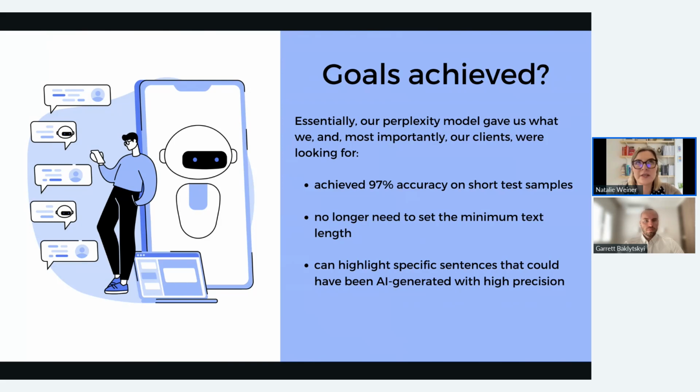Of course, we do set certain minimum text lengths, just as we do for plagiarism detection, because we won't check like one word, 2 words. We recommend starting with 3 sentences just to make some sense out of it. But still, it's much less than 2 or 3 pages. Of course. So now we can highlight specific sentences that could have been AI generated, and we can do it with high precision.